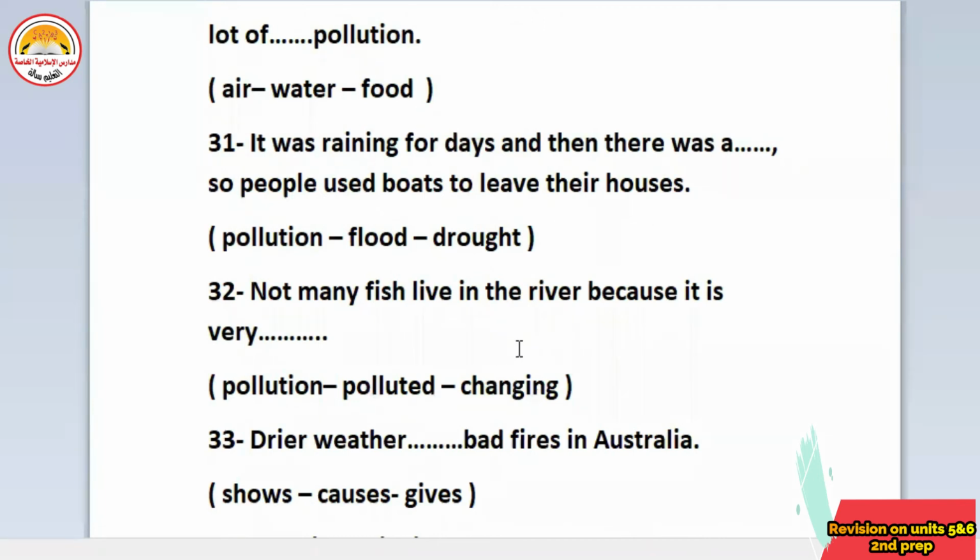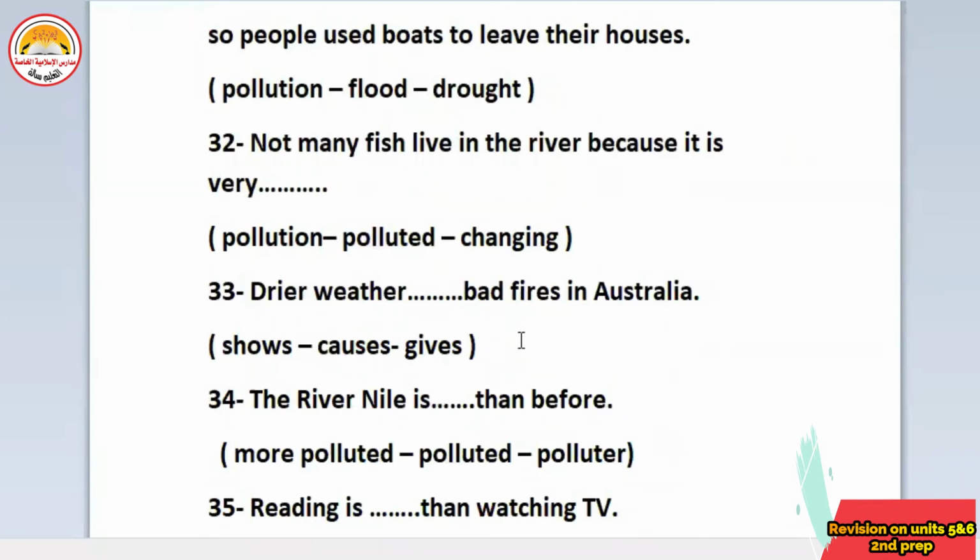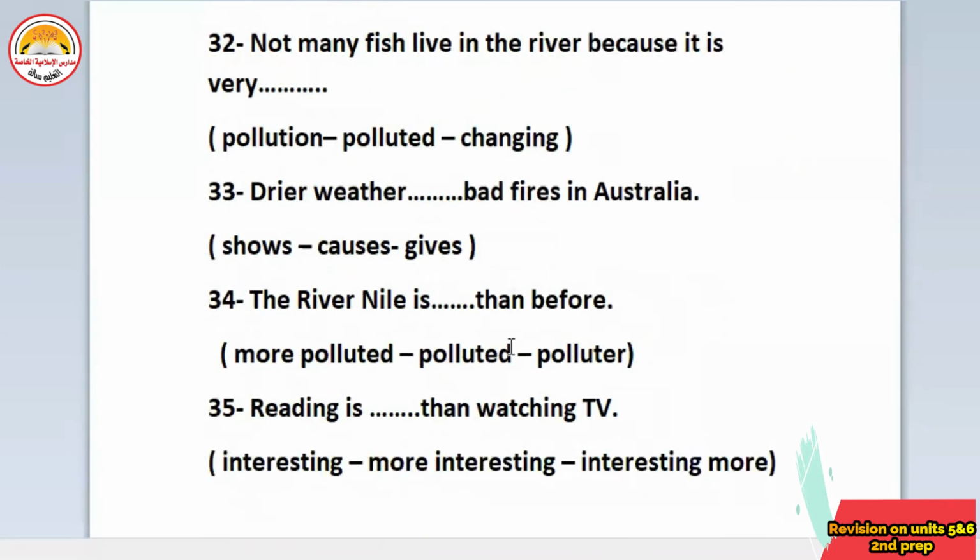Very good, thank you. Number 32, Yusuf Od. Not many fish live in the river because it's very polluted. Polluted, very good, thank you. Not many fish live in the river because it's very polluted. Very good, thank you.